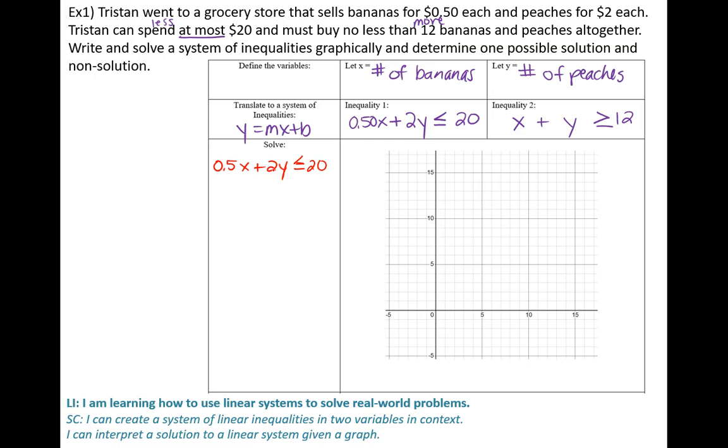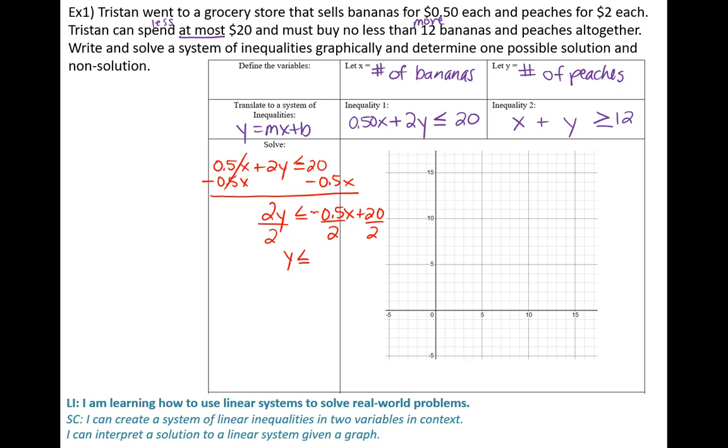So I'm going to solve for y. I'm going to start by subtracting or moving the x to the other side. So I'm going to minus 0.5x from both sides. That gets canceled. I have 2y is less than or equal to negative 0.5x plus 20. Remember, my goal was slope-intercept form, so I put the x part in front. Then to finish this off, I'm going to divide everybody by 2 to get y by itself, and I get y is less than or equal to.